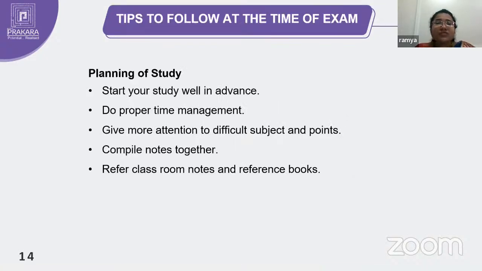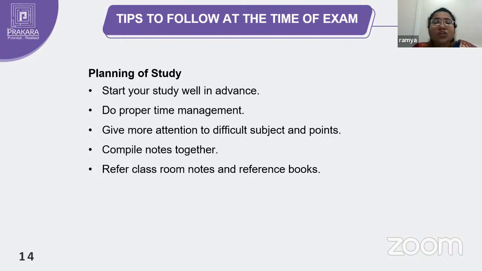Okay? Next, we come to the tips. What are all the tips to be followed at the time of examination? Firstly, planning at the time of study. You should prepare in advance. If the exam is tomorrow, we should not start this evening. Preparation must be the prior one. So we should start our study well in advance.